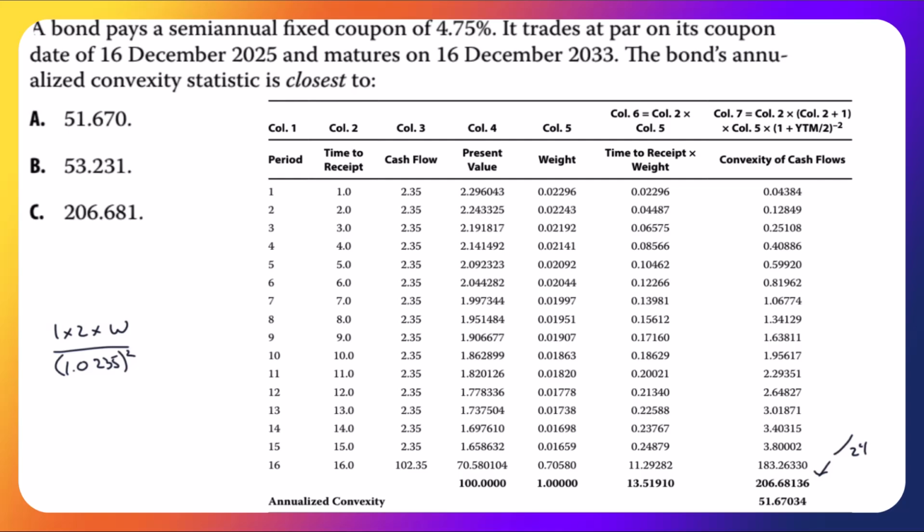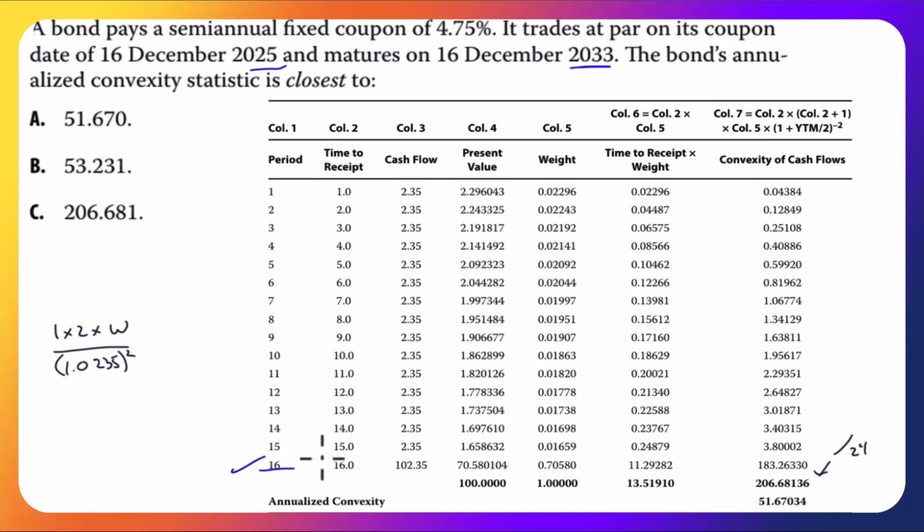B. A bond pays a semi-annual fixed coupon of 4.75%. It trades at par on its coupon date of 16th December 2025 and matures on the 16th December 2033. That's an 8-year bond. It's semi-annual, so we should have 16 periods. The bond's annualized convexity statistic is closest to.